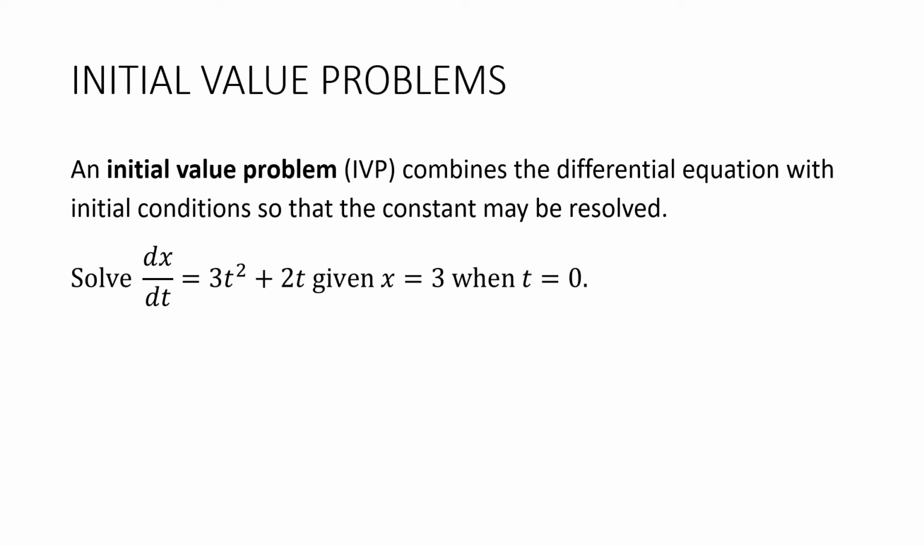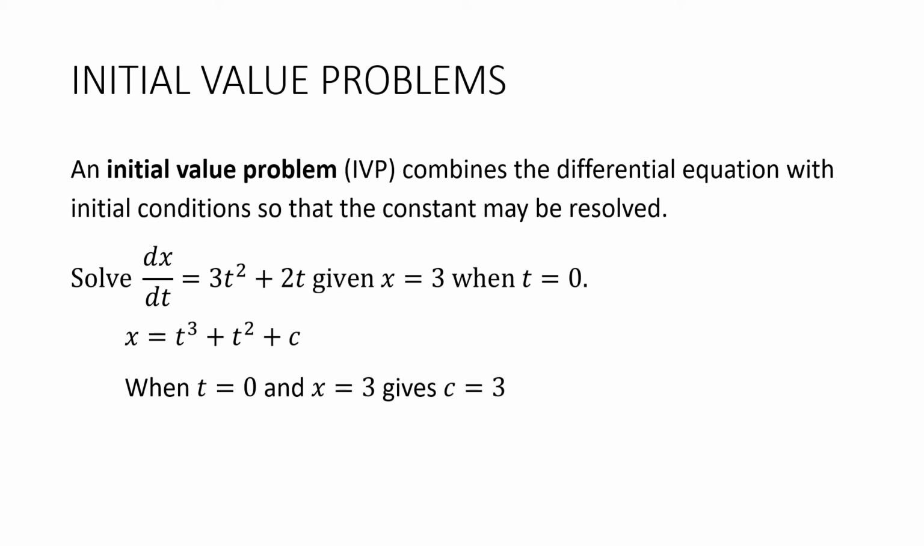For example, solve dx/dt equals 3t squared plus 2t given x equals 3 when t is equal to 0. So we're going to integrate both sides. x will equal t cubed plus t squared plus c. Substituting in our initial conditions, so x is 3 when t is 0, c is equal to 3. Therefore, x is equal to t cubed plus t squared plus 3.